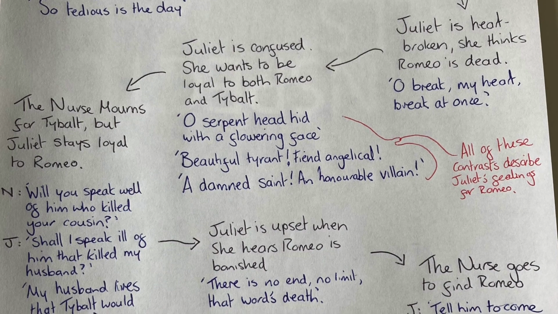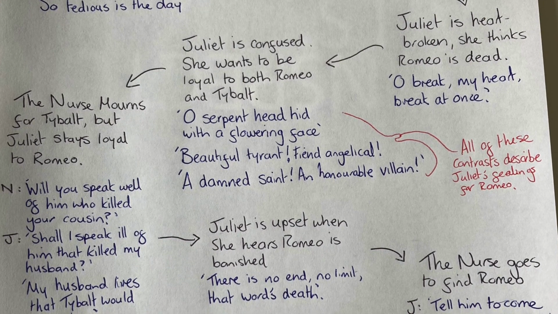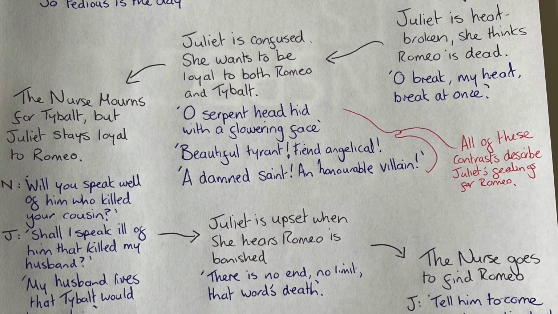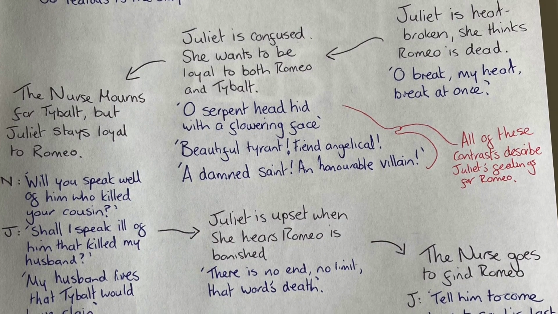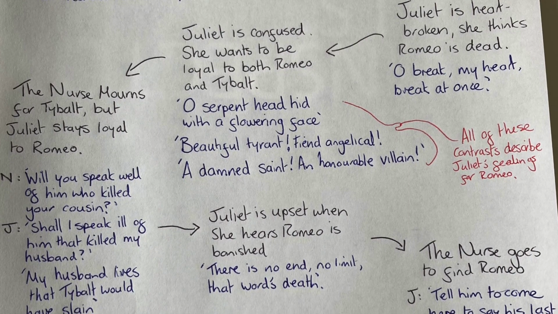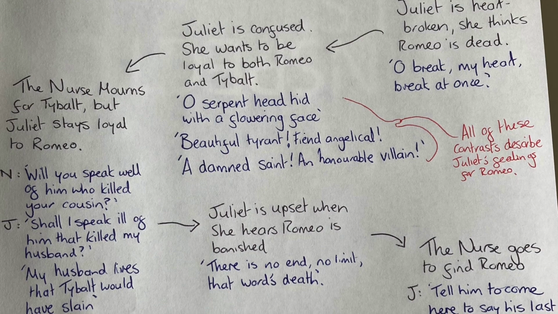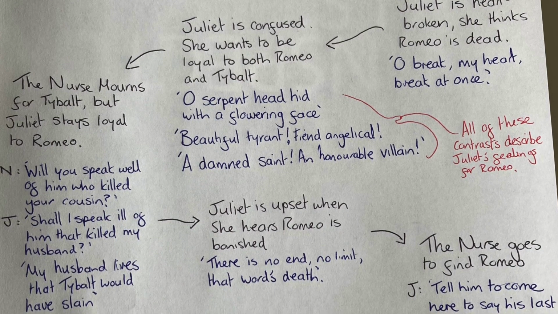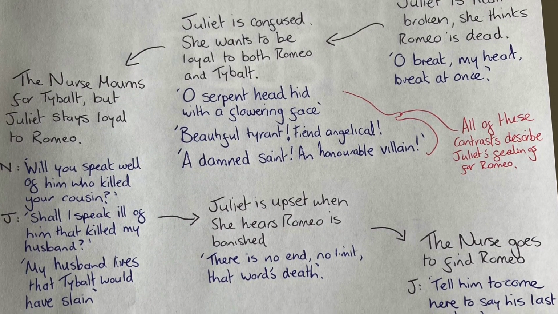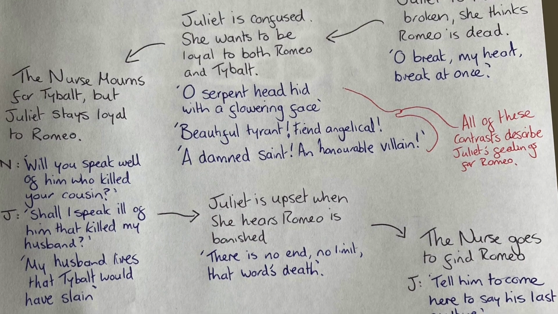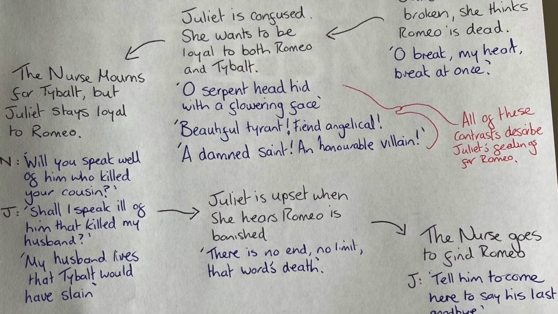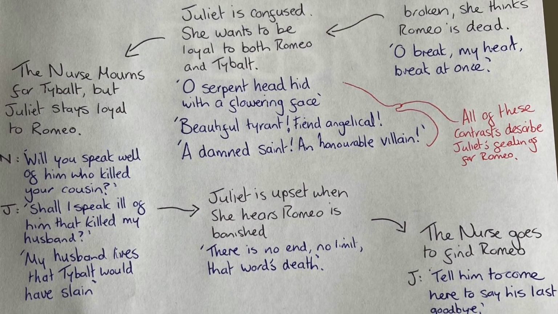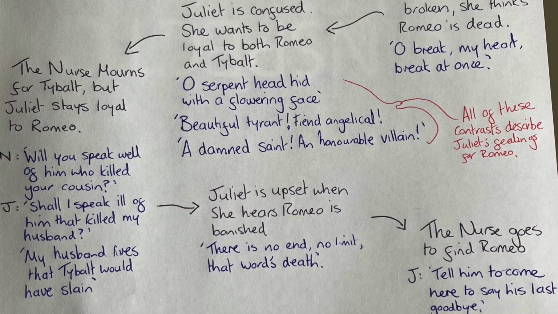"My husband lives that Tybalt would have slain." So Juliet rushes to Romeo's defence, and she says that Romeo must have acted in that way for a particular reason. It's not that he's done this just for no reason, and she is not going to speak ill of Romeo. When it is said that Romeo has been banished, Juliet is completely devastated.